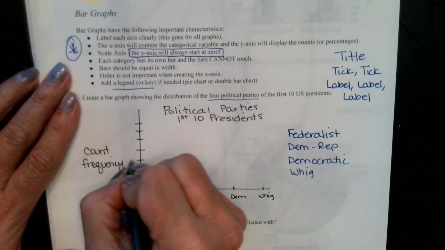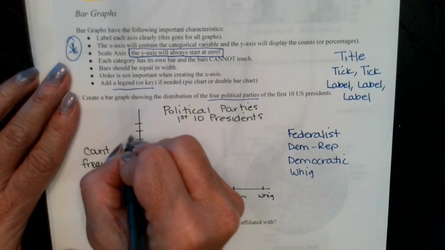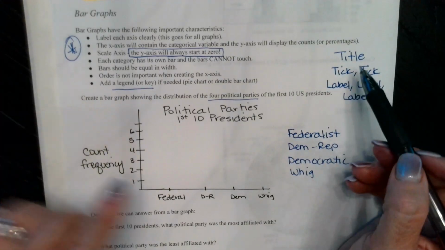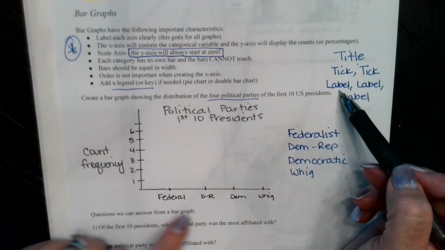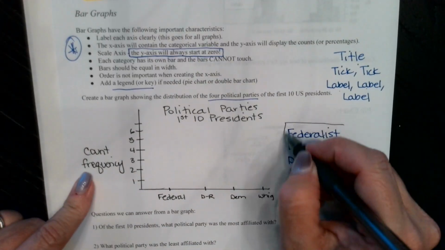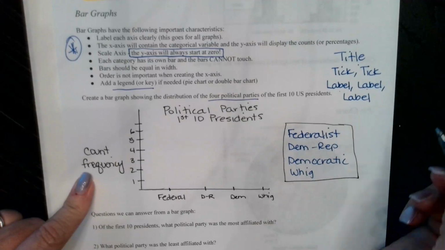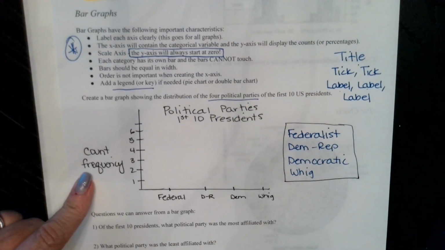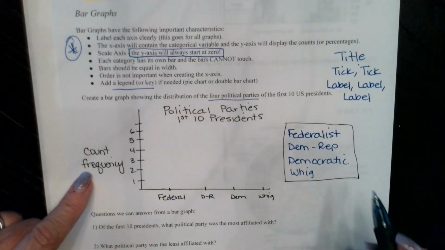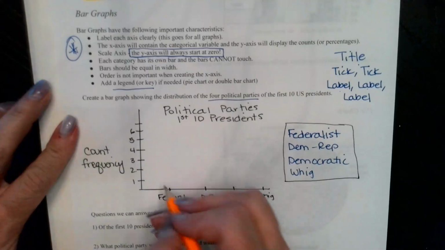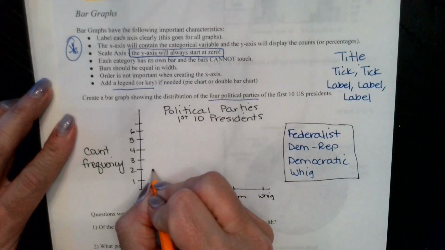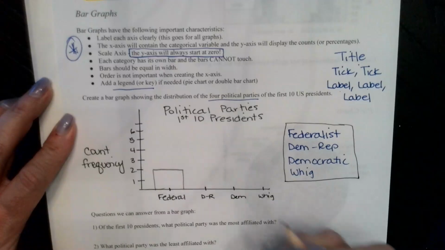And I'm going to just label this. Okay, so here's what I have. I have my title, I've ticked off my 2 axes. I have my label, and I have over here the label that's going to be my legend. Okay? So if I look at this, the Federalist Party has 2. So I am going to take this to 2. This is my Federalist Party.